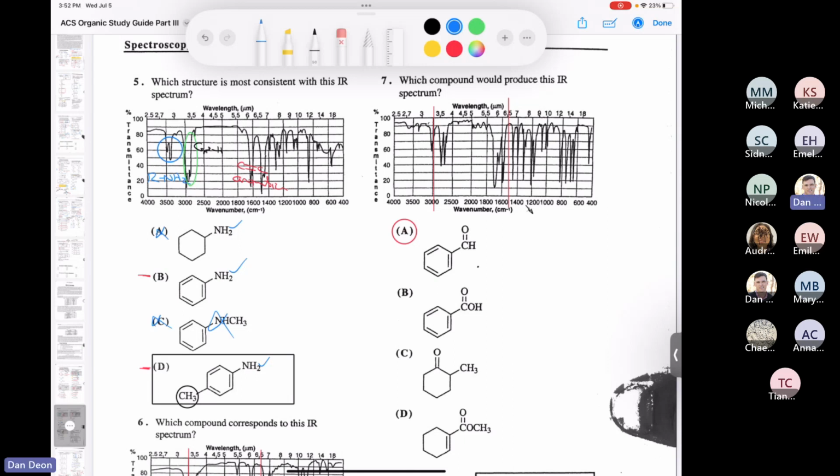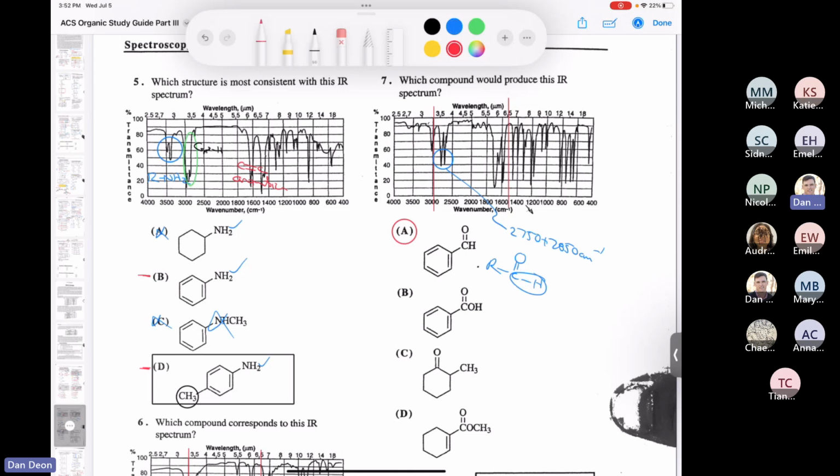So it can't be a carboxylic acid, right? Because a carboxylic acid would have a big stretch up here. It's because of these 2 signals right here. These are usually around 2750 and 2850. So that's an aldehyde. This is an aldehydic carbon-hydrogen stretch. Yeah, there you go. Then you're right.